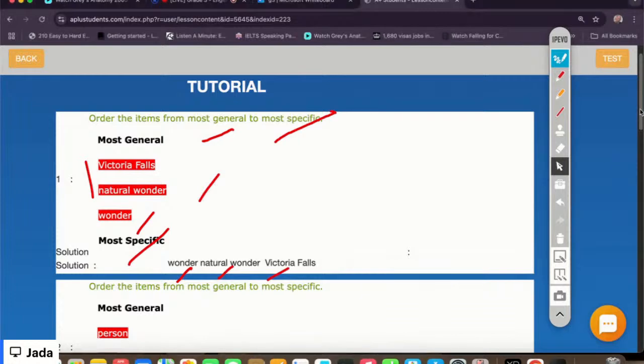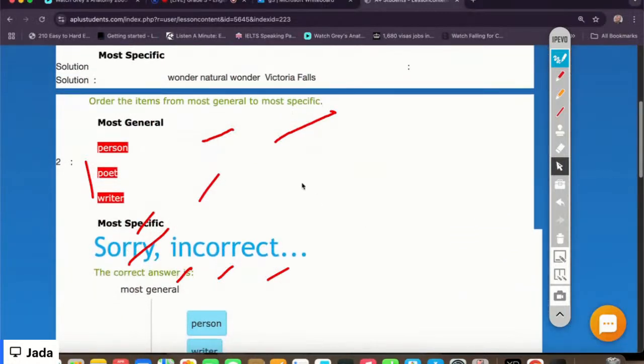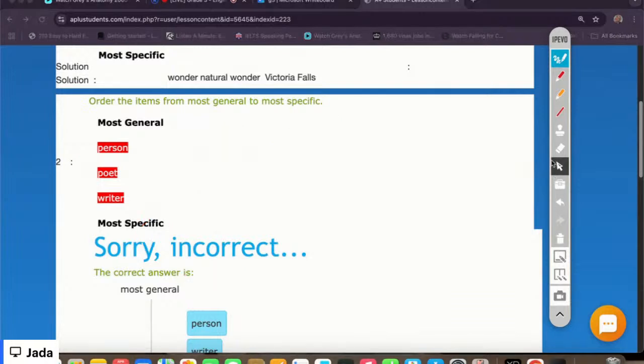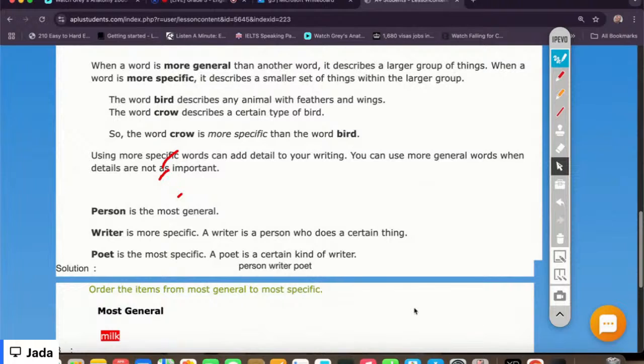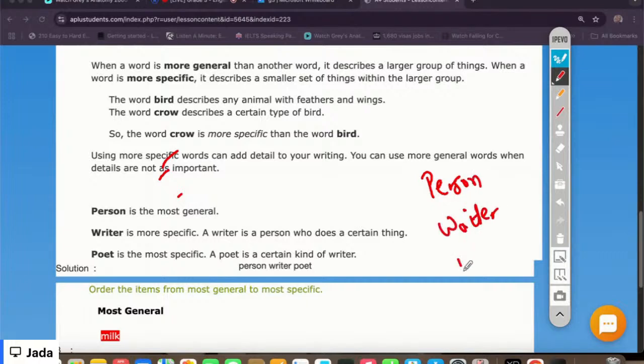Okay. So next up we have: order the items from most general to most specific. We have person, poet, writer. And what will be the right pattern? It'll be person first, then writer, and then a poet. Okay, because person is most general and then writer is more specific. A writer is a person who does a certain thing, and then poet is the most specific. A poet is a certain kind of writer.